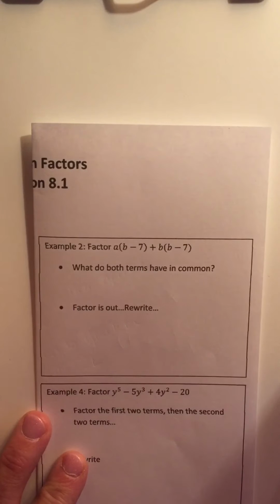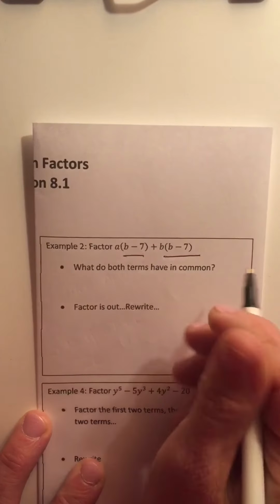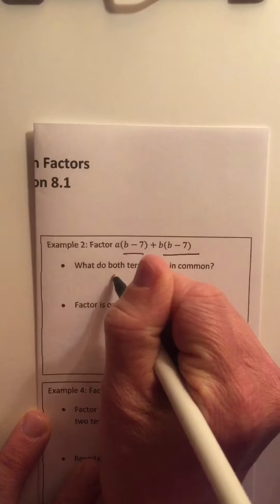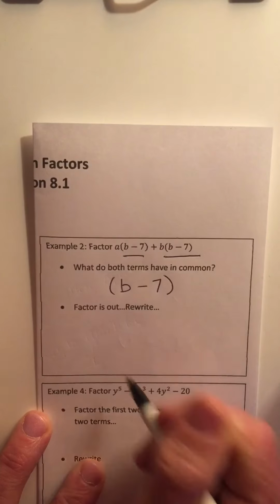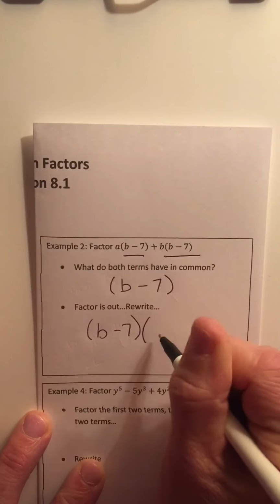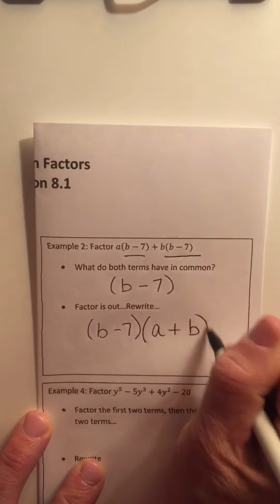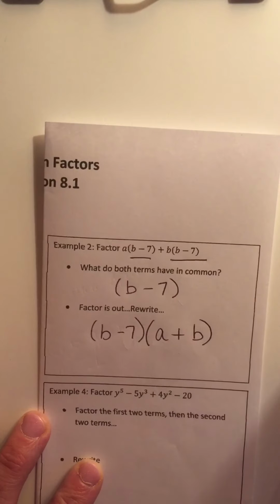It's going to change a little bit with example 2. We're going to factor a times b minus 7 plus b times a minus 7. And what do both terms have in common? They both have a b minus 7 term, so that is what we are factoring out. Factor that out, and what remains is the a plus b. When it is factored, it is the product of b minus 7 times a plus b.